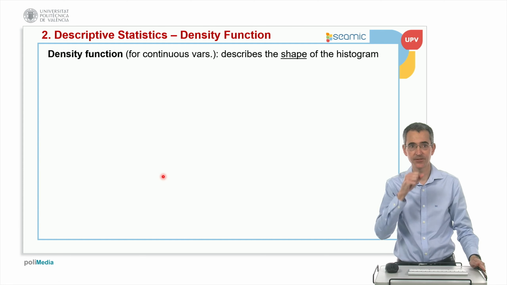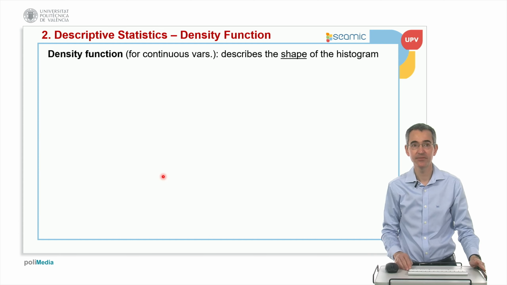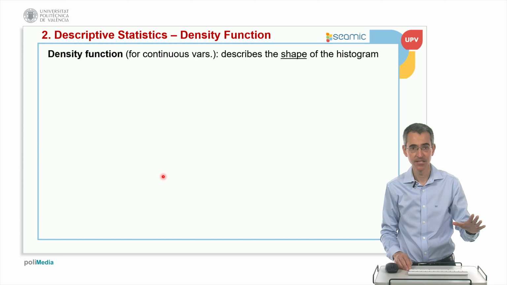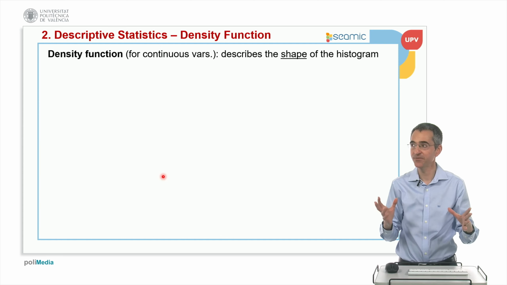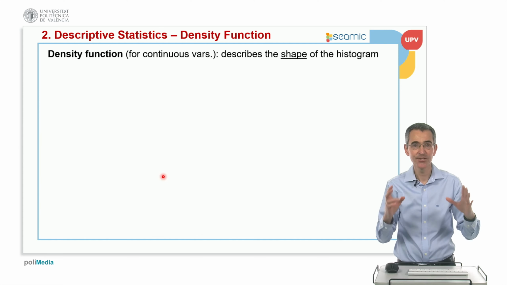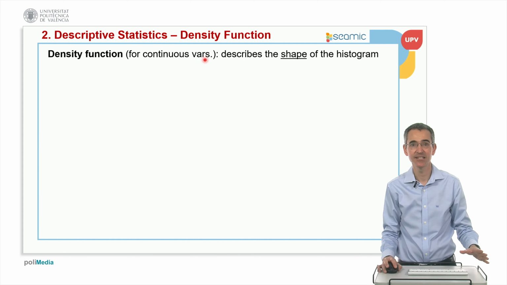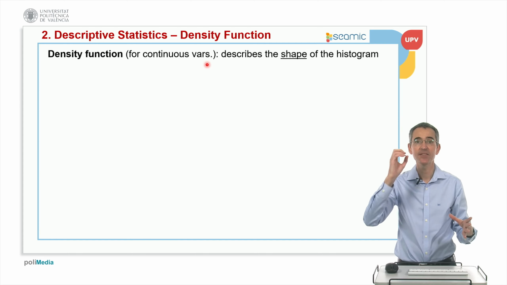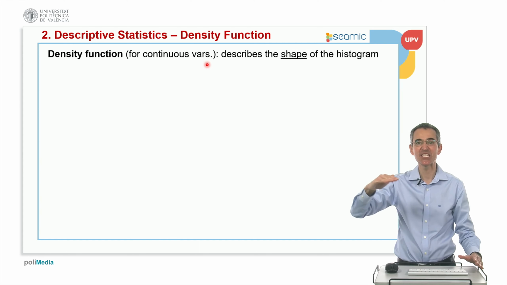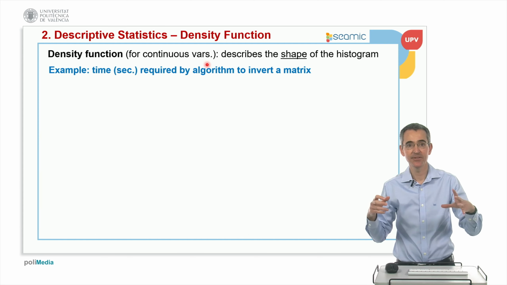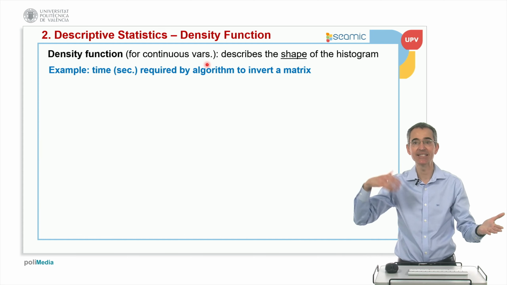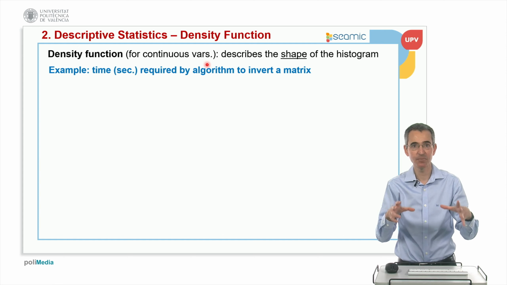Now, an important concept that we have in statistics is called density function. This is only for continuous variables. Mathematically, defining the concept of a density function is not easy, okay? So usually, the easiest way that I say to define a density function is that it is the mathematical function that describes the shape of the histogram, okay?